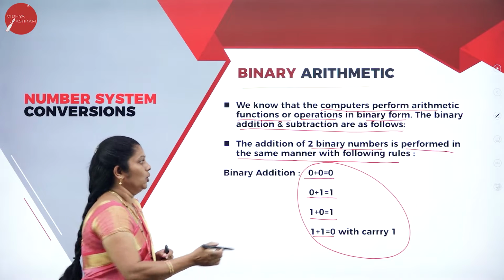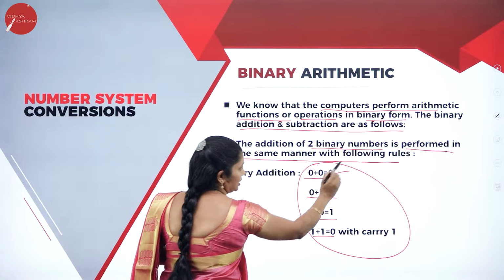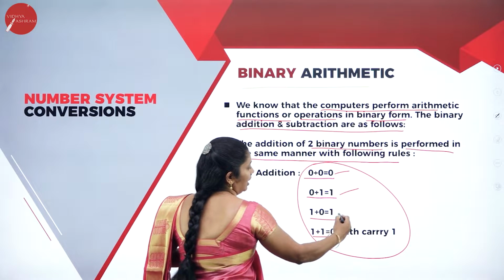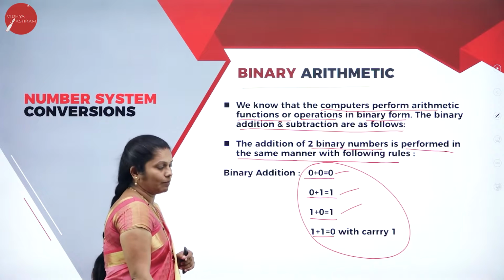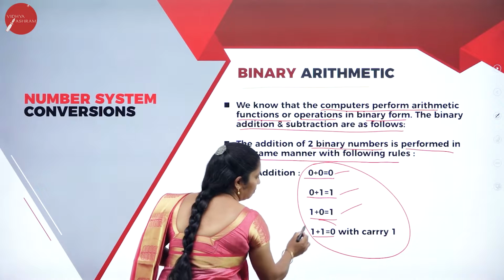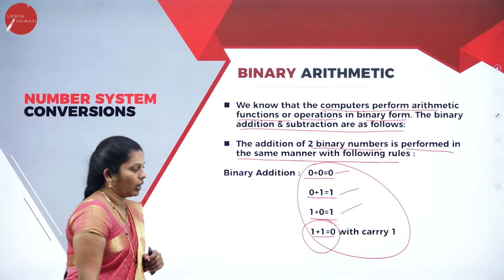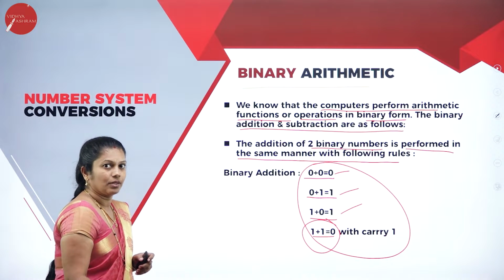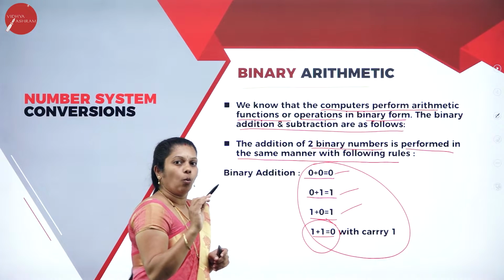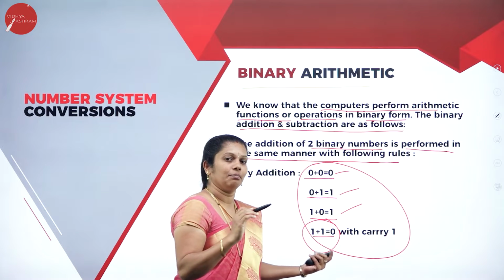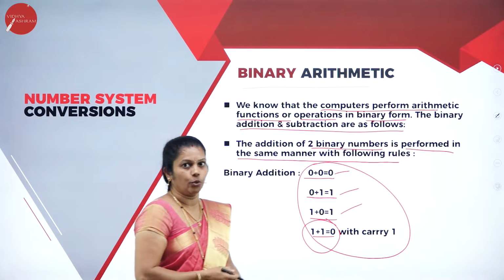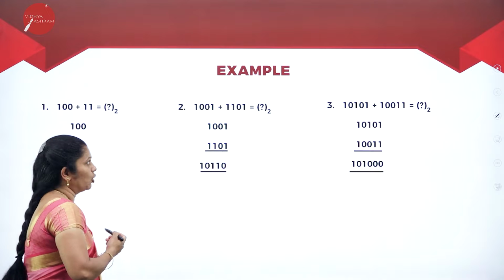It is compulsory to remember. 0 plus 0, we can easily remember, that is 0 only. 0 plus 1 is 1, as well as 1 plus 0 is 1. But when you come to 1 plus 1, the value is 0 here with carry 1. Whereas in decimal, 1 plus 1 is 2, in binary numbers 1 plus 1 is 0 here. Then I am going to explain with some problems.